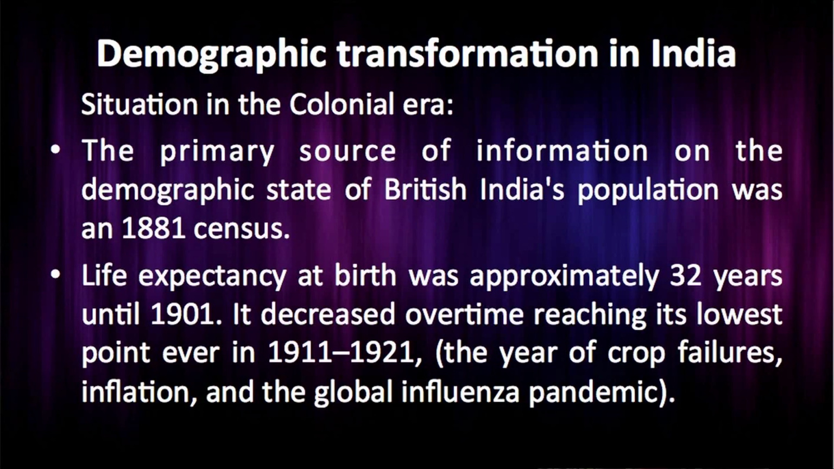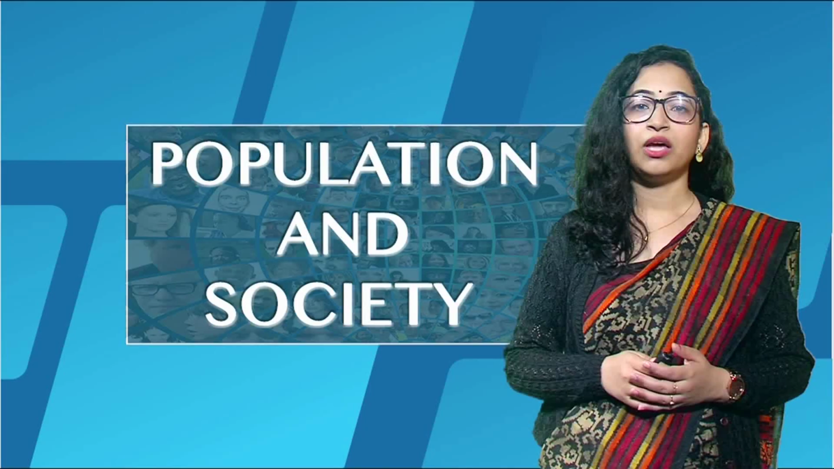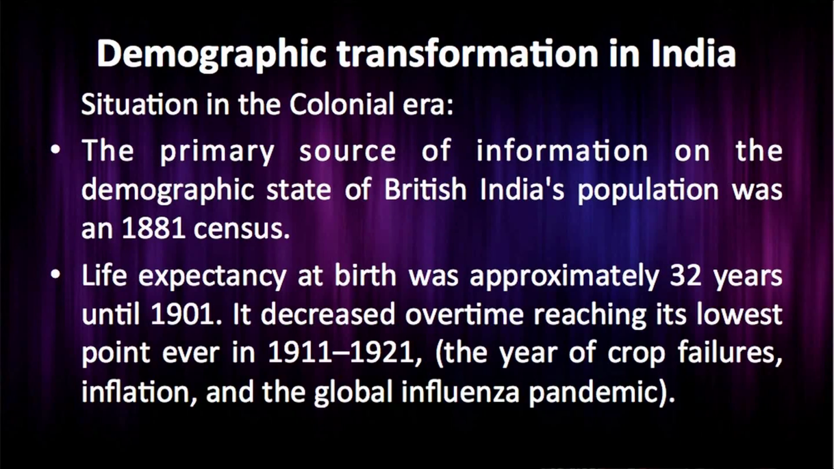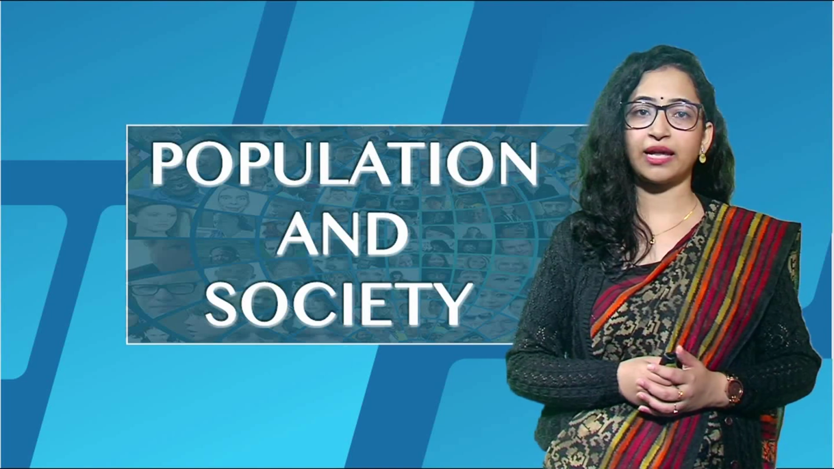The primary source of information on the demographic state of British India's population was gathered from an 1881 census. During this time, there were significant demographic disasters. For instance, life expectancy at birth was approximately 32 years until 1901. After that, it decreased over the next 20 years, reaching its lowest point ever in 1911 to 1921, in the years of crop failures, inflation, and the global influenza pandemic. These all were happening during that time.